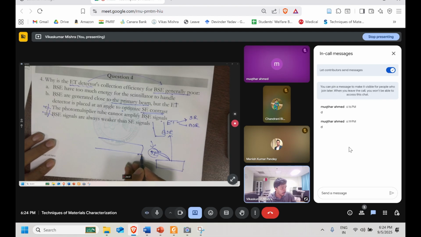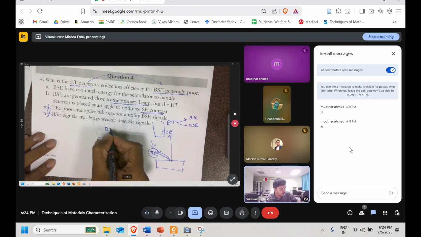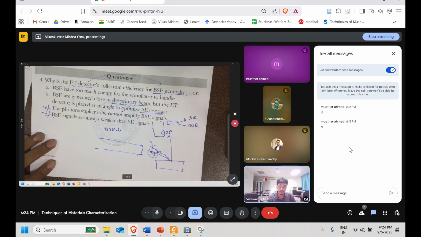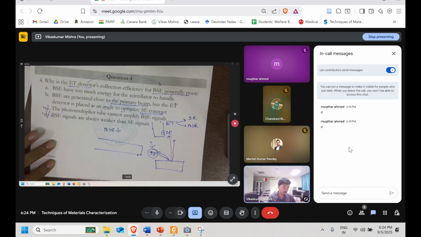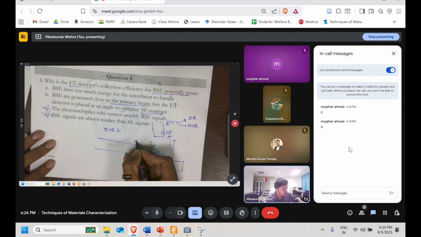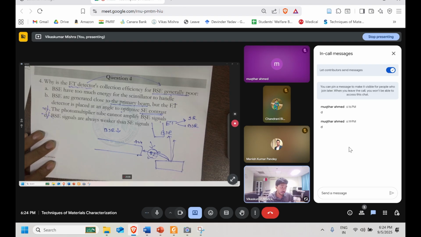Now, by keeping it at a certain angle, we are minimizing the BSE efficiency, because we know that BSEs are mostly scattered back in a larger fraction. By keeping it at a certain angle, we are giving a positive bias so that the SE can get attracted towards it. Having low energy, it can come, but BSE having high energy will not divert its path. It will follow the way it should.